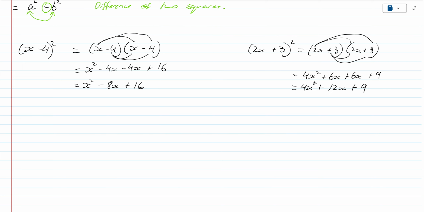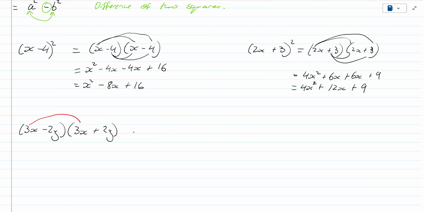What about if I was to throw in 3x minus 2y and 3x plus 2y? Now you might want to pause the video here and go ahead and attempt this one by yourself.